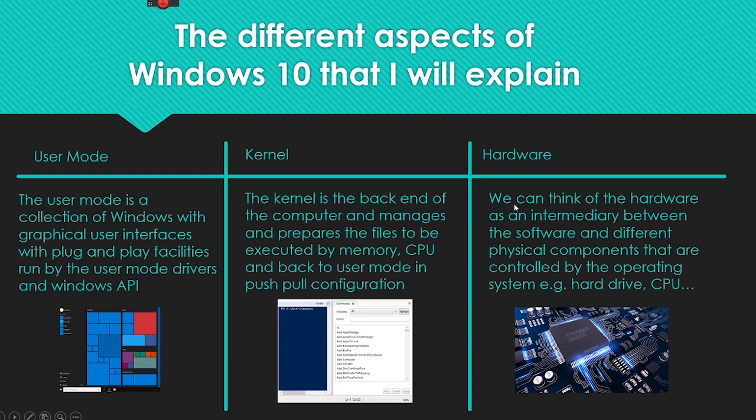Hardware. We can think of the hardware as an intermediary between the software and the different physical components that are controlled by the operating system, e.g. hardware and CPU. In this demonstration, we'll be calling the hard drive the SSD.